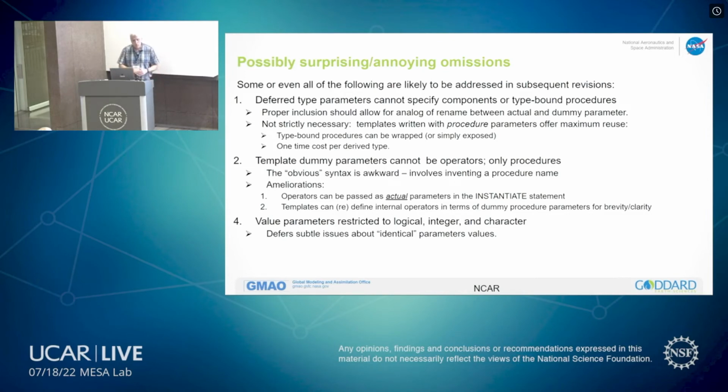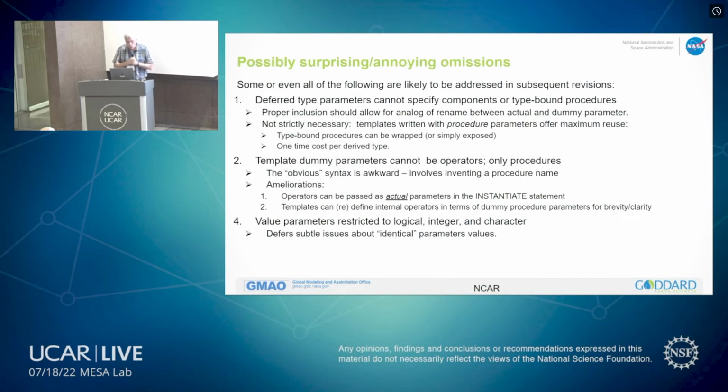Instead, what you can do is wrap your type-bound procedures and pass them in as an extra argument, and then your derived type can be used. And the nice thing is once you've done this for your derived type, it'll work with all the templates that just expect procedures, because you only have to wrap things once. You don't have to keep on wrapping each time.